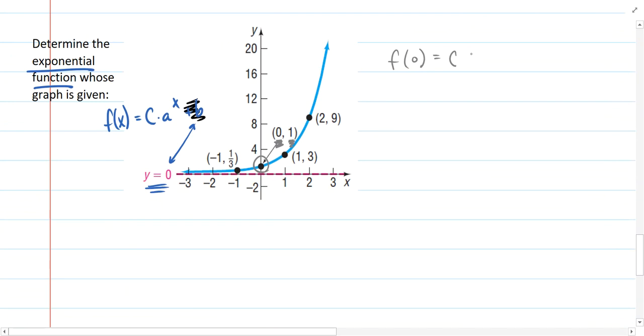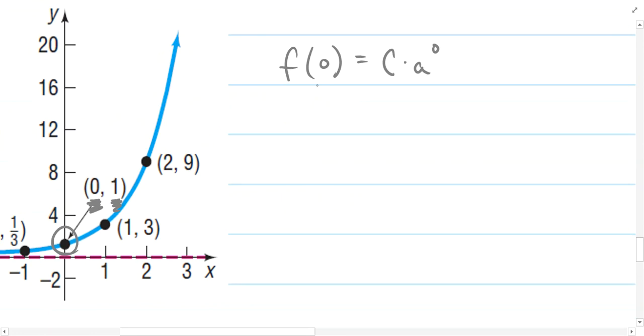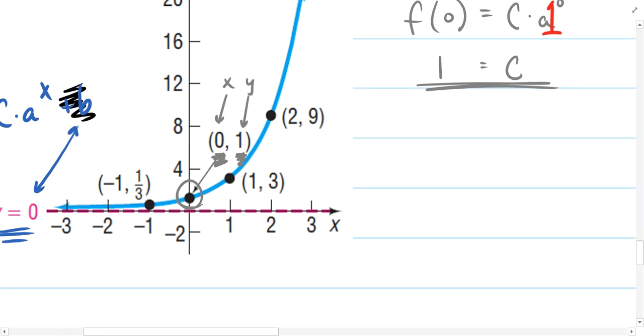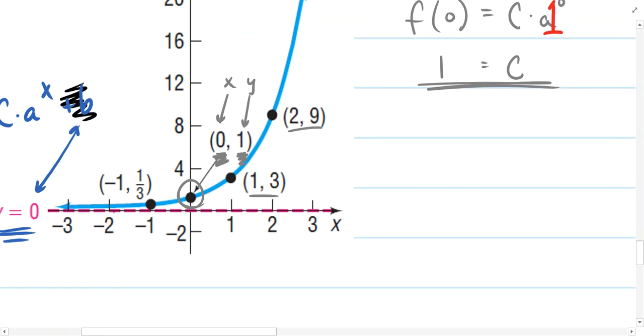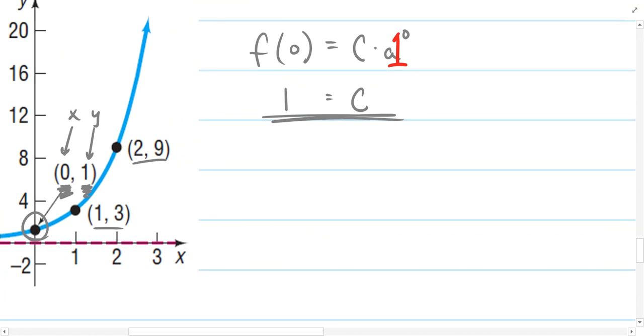We know that f of 0 is equal to c times a to the power of 0. And we also know that f of 0 is equal to 1. The f of 0 represents the y-coordinate when x was equal to 0. So if 1 is equal to c times a to the 0 power, and we know that a to the power of 0 is also equal to just the number 1, then c in and of itself is equal to 1. And that's a good start. We now know that c is equal to 1.